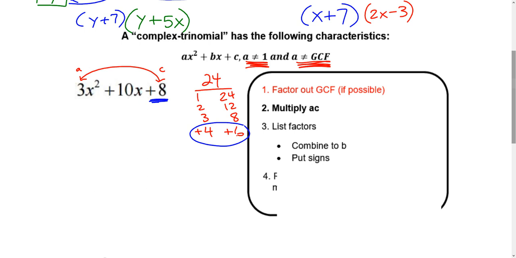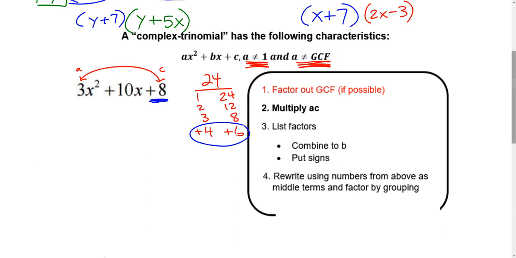Now, if this was a simple ABC, we would have been done. We would have put x plus 4 and x plus 6. See, but the problem with that is, if you FOIL x plus 4 and x plus 6, you're not going to get a 3x squared out of it. So this is where it differs just a little bit. And this 4th step, it's a little longer. Like, you're going to have to write the whole sentence.